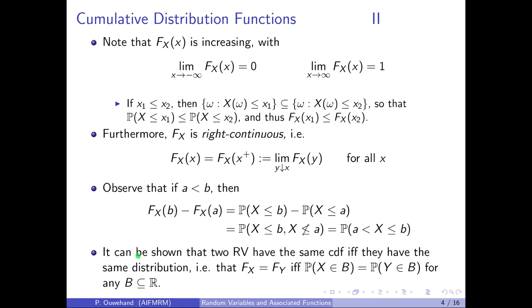Now, it can be shown that two random variables have the same CDF if and only if they have the same distribution. In other words, that the CDF of X coincides with the CDF of Y if and only if the probability that X belongs to B is the same as the probability that Y belongs to B for any reasonable subset B of the real numbers. In that sense, the CDF of a random variable X completely determines its probabilistic behavior.